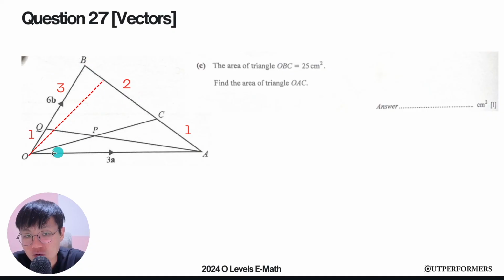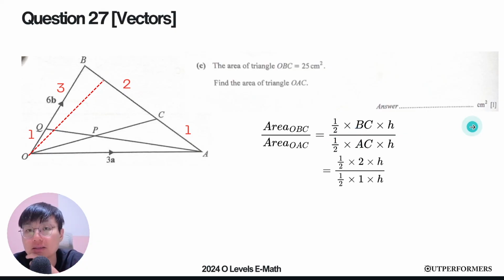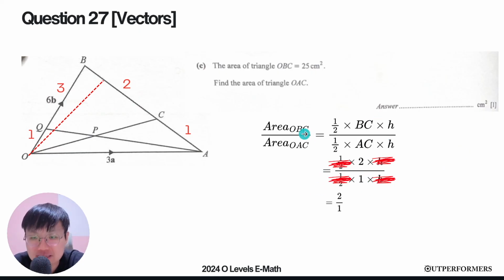See, OBC, I can say half times base times height. OAC, half times base times height. Okay, and it's easier to use these two because we already have the two ratios right here. How come we can use same height? Because we want to link it to our half times base times height. The half times base times height allows us to cancel the half and the h while inserting our BC and AC with the ratios that we have. And this can easily help us to find the ratio.